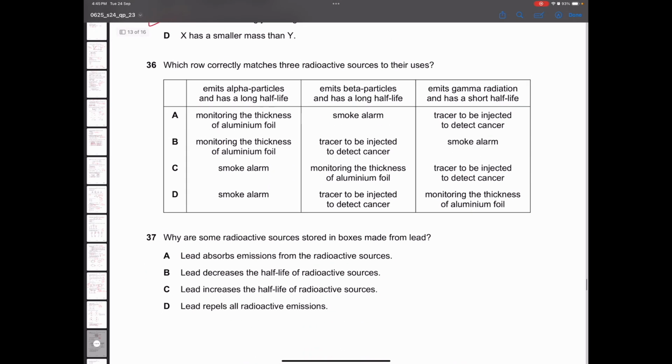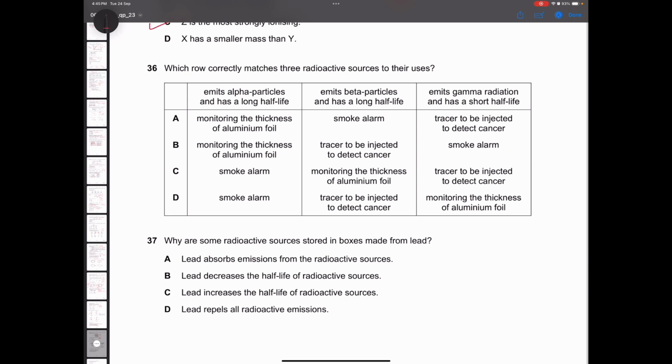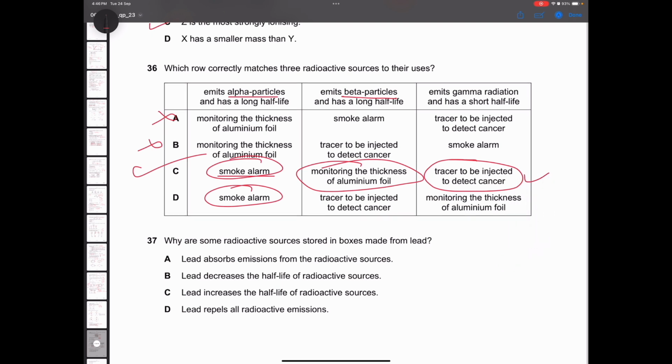Question 36. We have to identify which one is used where. So we know that alpha particles are used in smoke alarms. So option C and D, A and B can be cancelled out. Beta particles are used in measuring the thickness of paper. So only this option, option C, is the correct one. And then you can also cross check whether gamma radiation is used as a tracer. Yes, gamma radiation is used as a tracer to detect the cancer. So option C ultimately is the correct one.